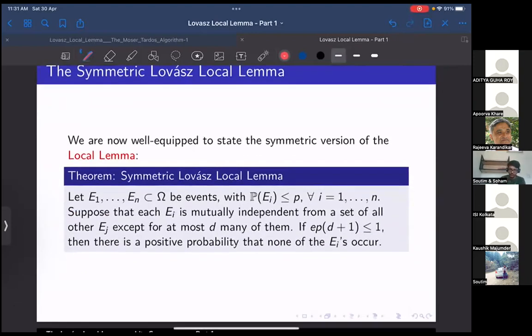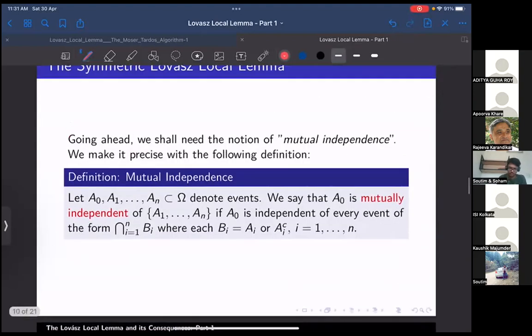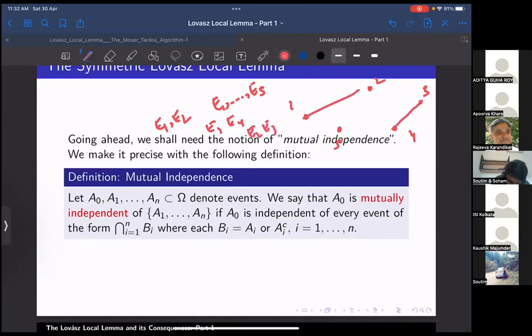It will also be helpful to keep a graph in mind. Suppose you have 5 events, E1 to E5, and you consider a graph with 5 vertices: 1, 2, 3, 4, 5. For the events that are dependent, suppose E1, E2 are dependent and E3, E4 are dependent. Maybe E2, E3 are also dependent.